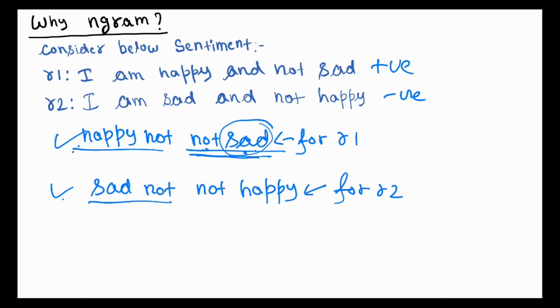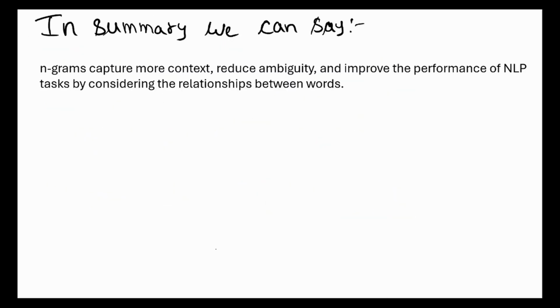So this is why we use the ngram. In summary, ngrams capture more context and reduce the ambiguity. We have seen that it is reducing the ambiguity between the two different sentiments, and improving the performance of NLP tasks by considering the relationship between the words.